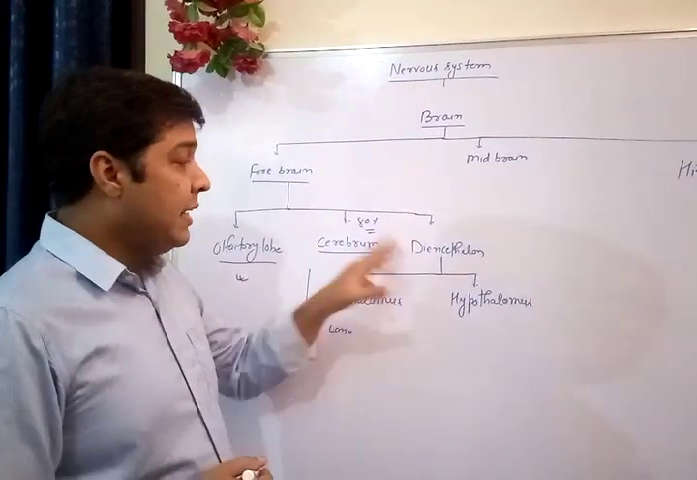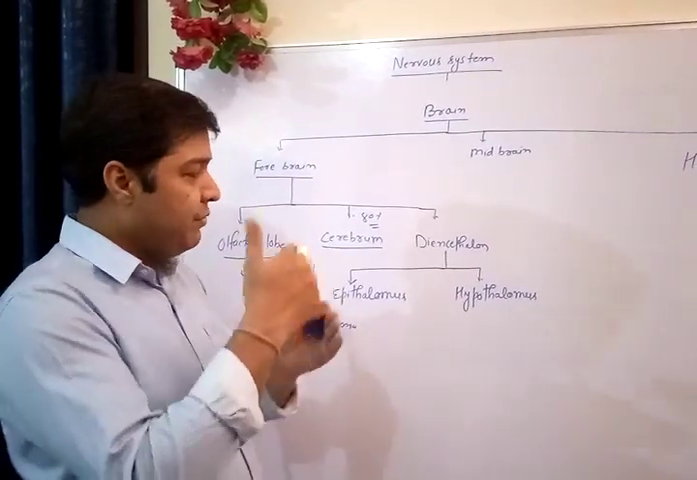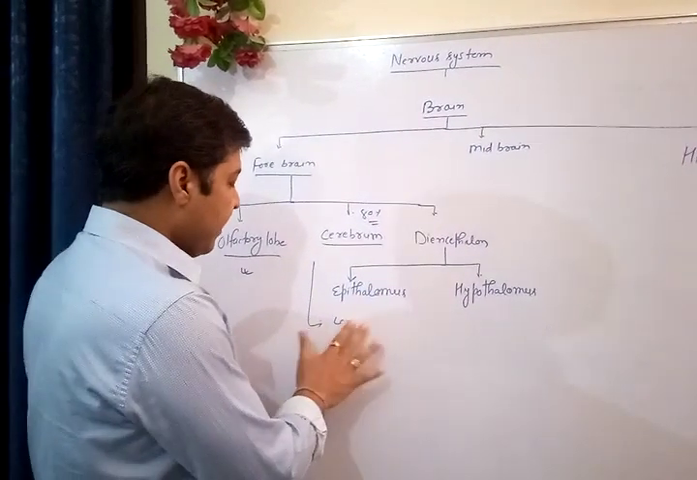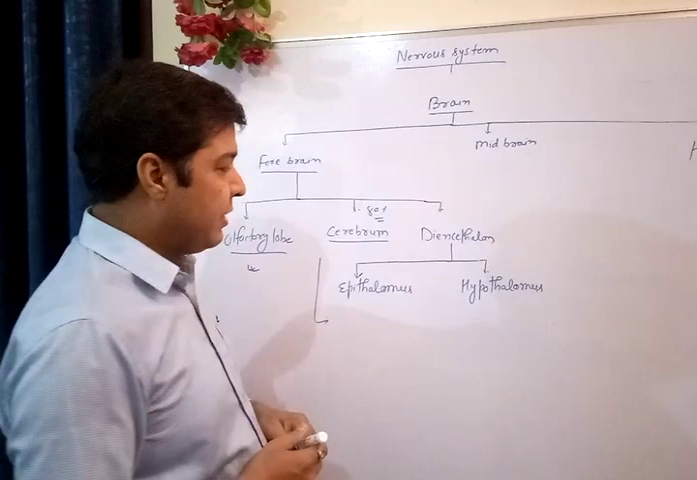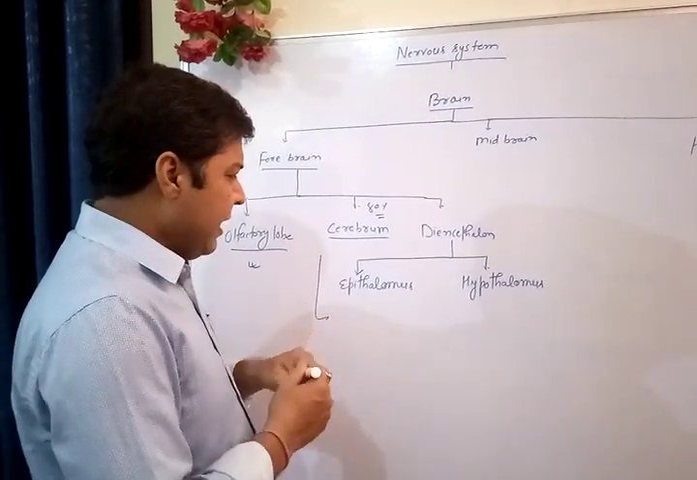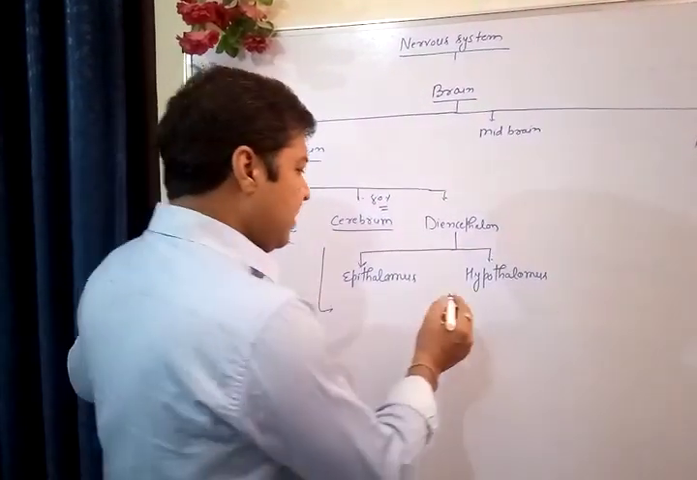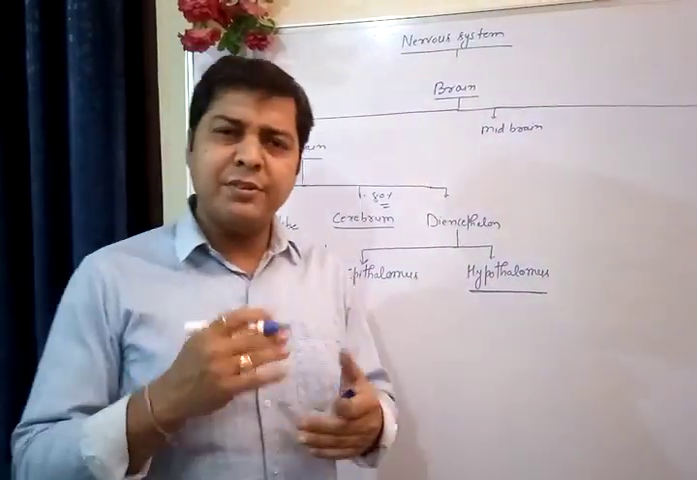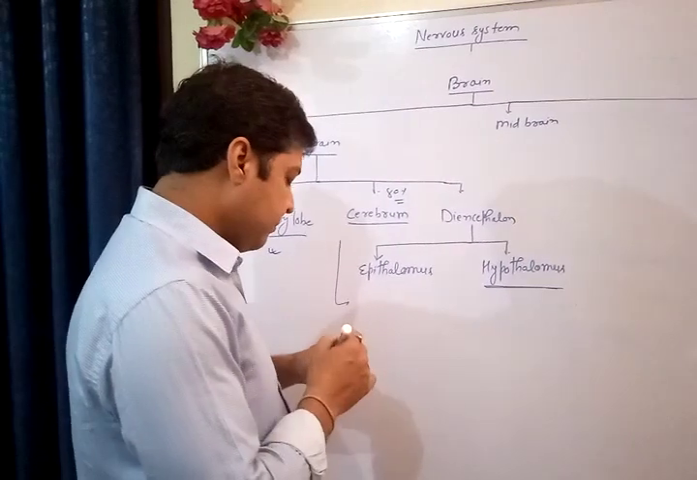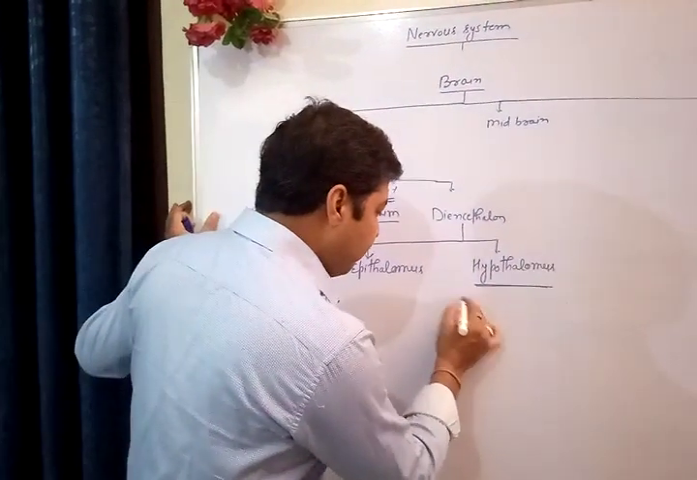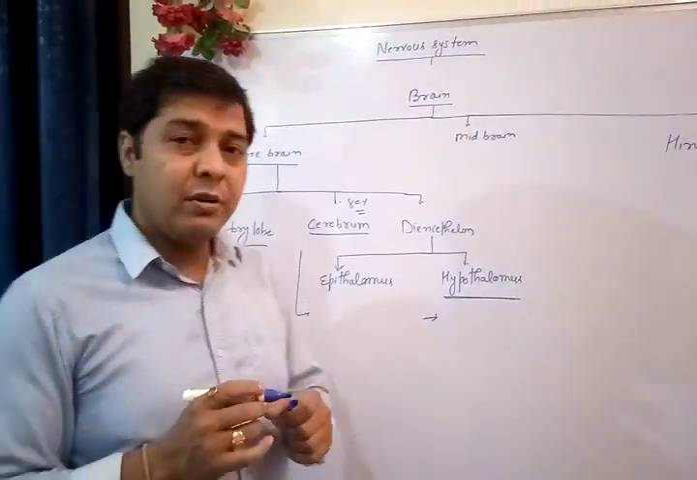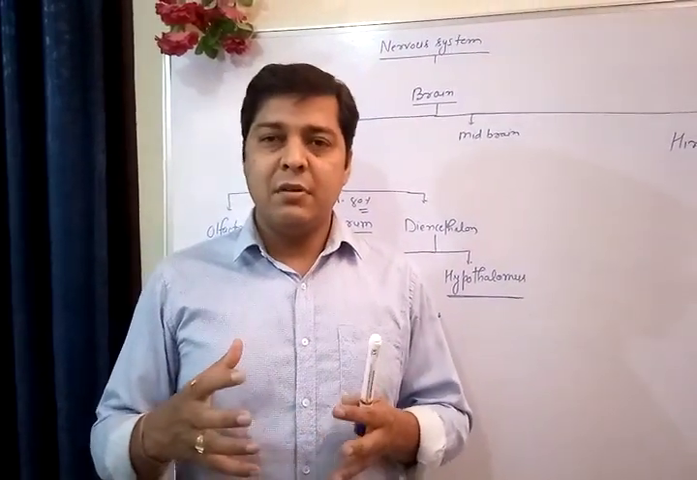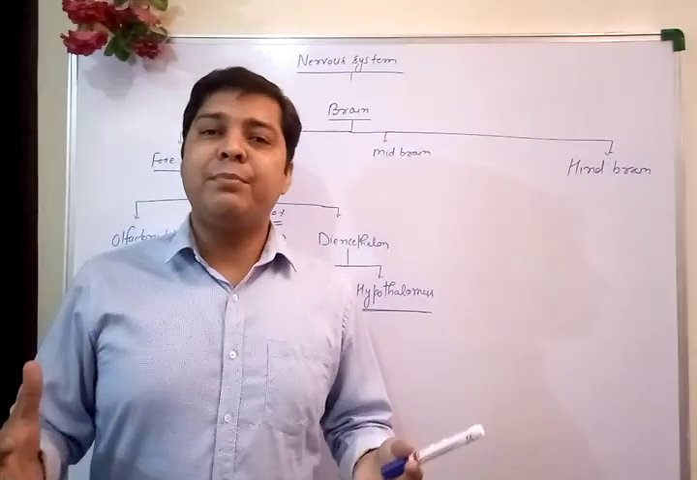Then after the cerebrum we find the diencephalon part. This diencephalon has two types, epithalamus and hypothalamus. We see the major role of the hypothalamus, but the epithalamus also plays a crucial role. For example, the hypothalamus is responsible for controlling different kinds of emotions, like when we get angry with somebody.